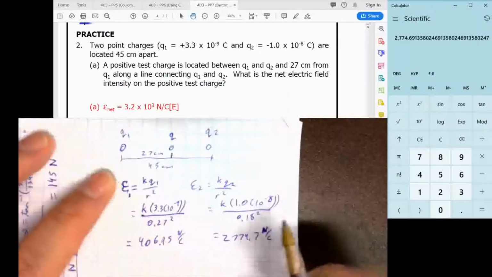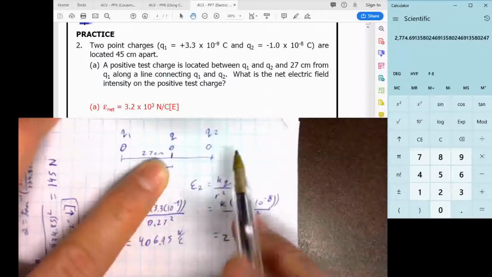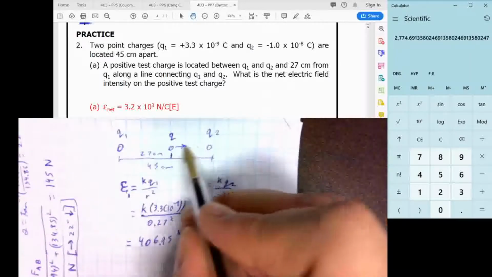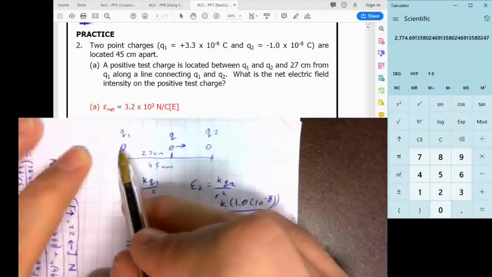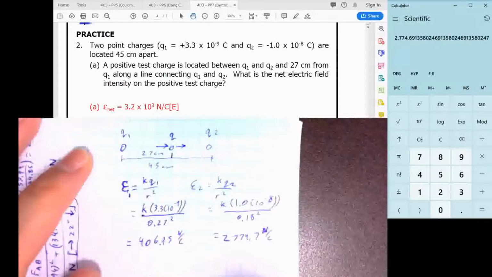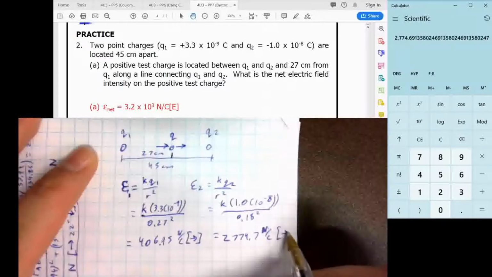This direction, right, so Q2 is negative. So this Q is going to be pushed towards that. It's going to be attracted because it's a positive charge. Q1 is positive. So this Q is going to be pushed that way. So these are both operating in the right direction.